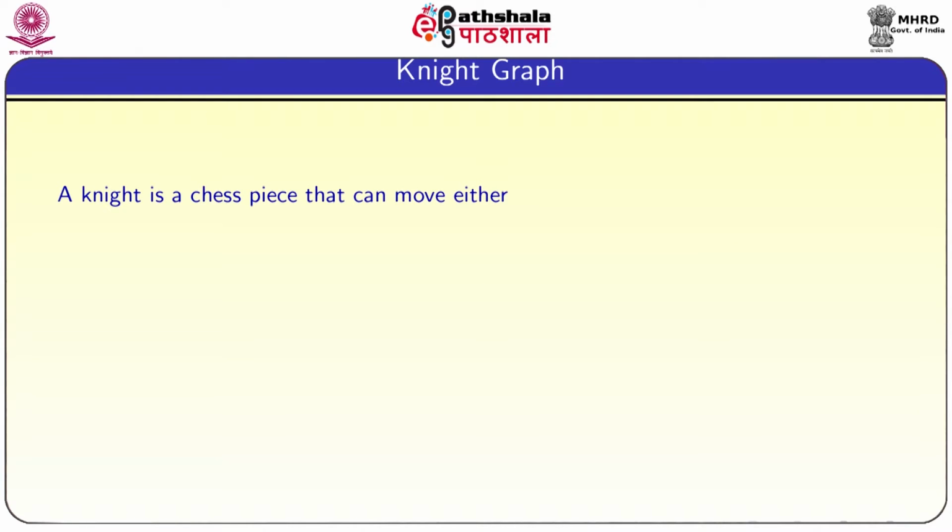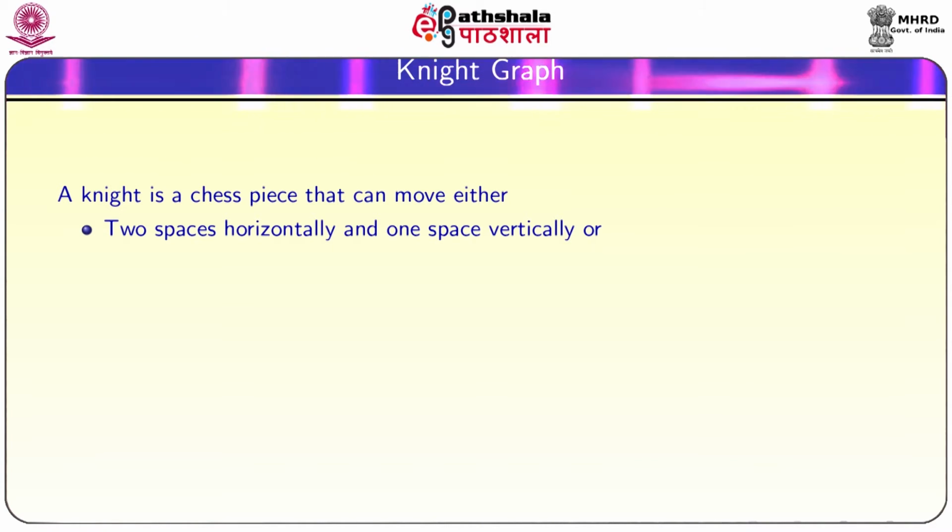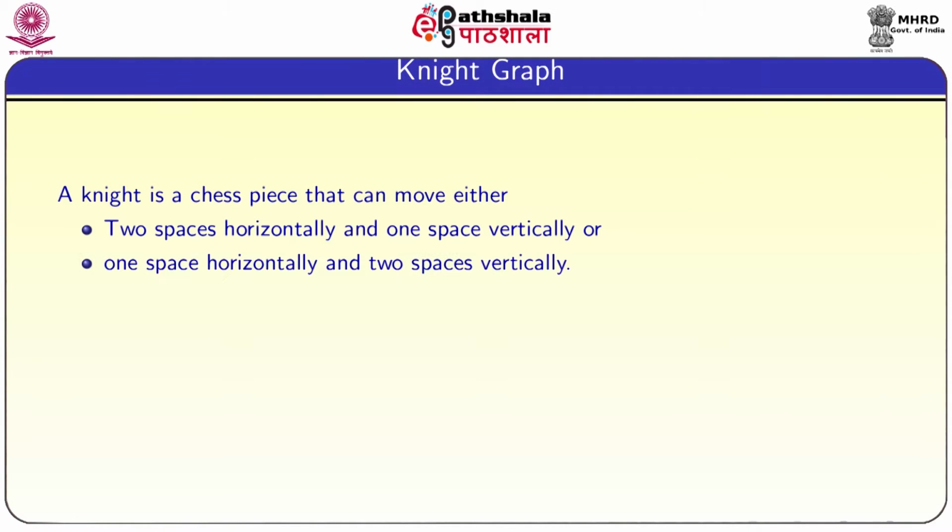Now we are going to give another example of a graph, the knight graph. A knight is a chess piece that can move either two spaces horizontally and one space vertically, or one space horizontally and two spaces vertically.